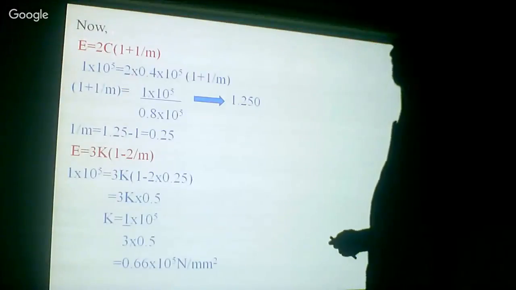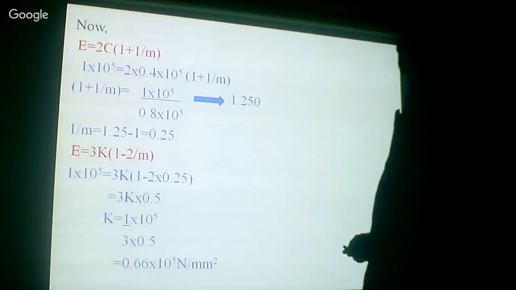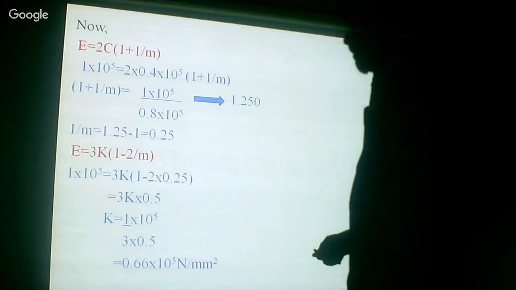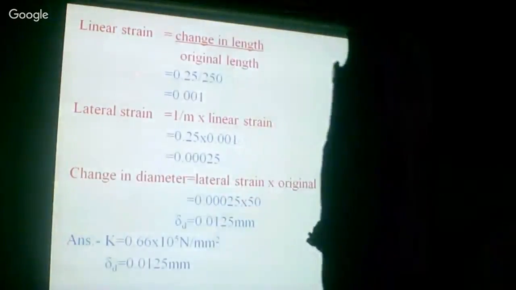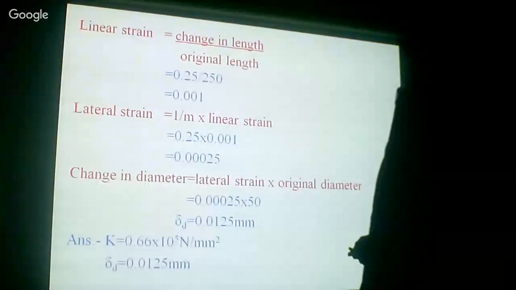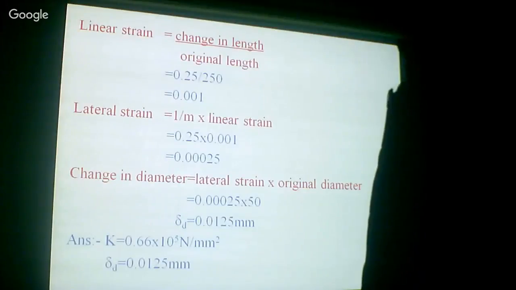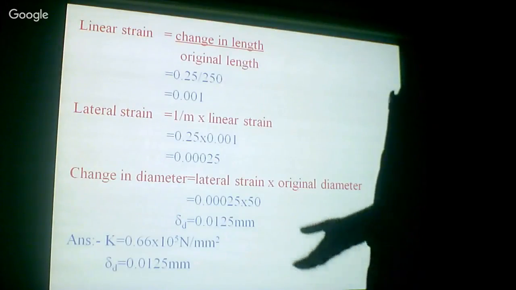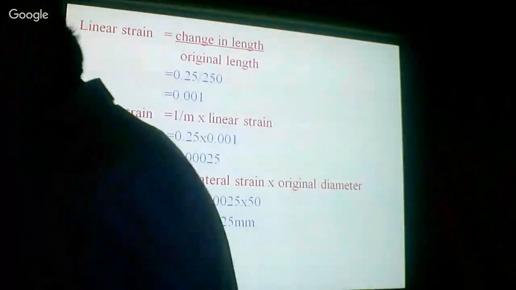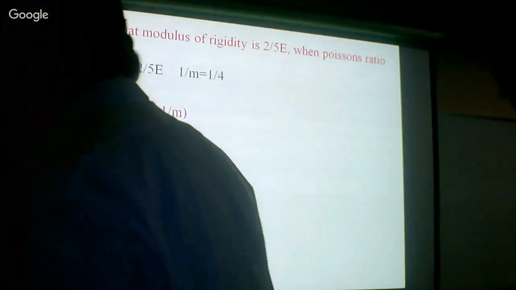Take the relationship existing between E, C and K and substitute the values. Definitely we can calculate all the data asked in the problem. And again, don't forget the linear strain, lateral strain, and change in diameter. Whatever we have discussed, we have to deal with it. It is very essential for strength of materials.